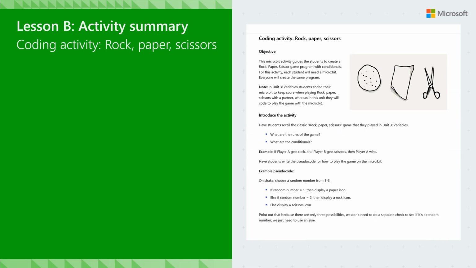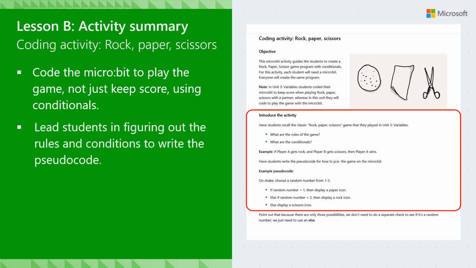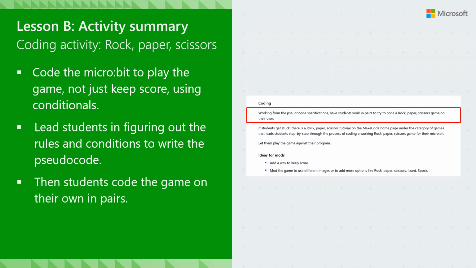In Lesson B, the coding activity continues the rock, paper, scissors theme. This time, your students will code the microbit to play the game, instead of just keeping score as was done in the previous unit. This activity is run a little differently. You'll start by reviewing the rules and conditions of the game to write the pseudocode with your students. Then have your students work in pairs to code the game on their own.